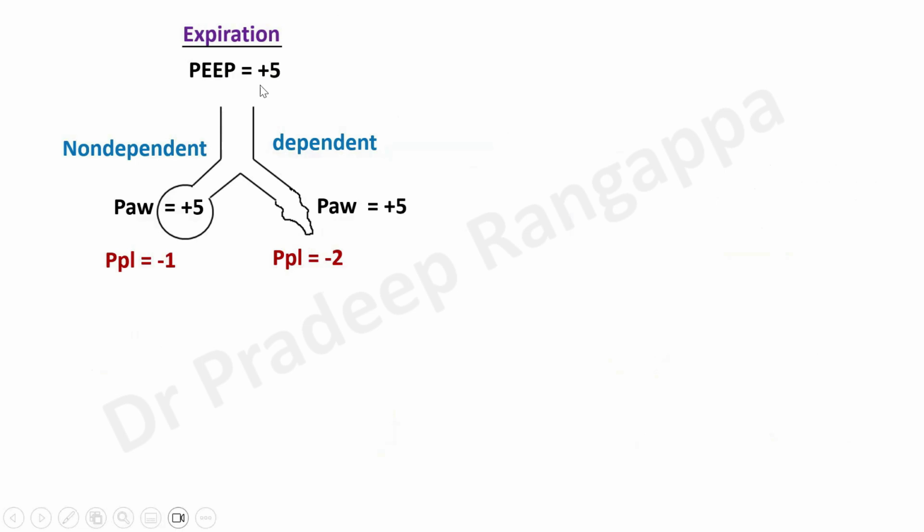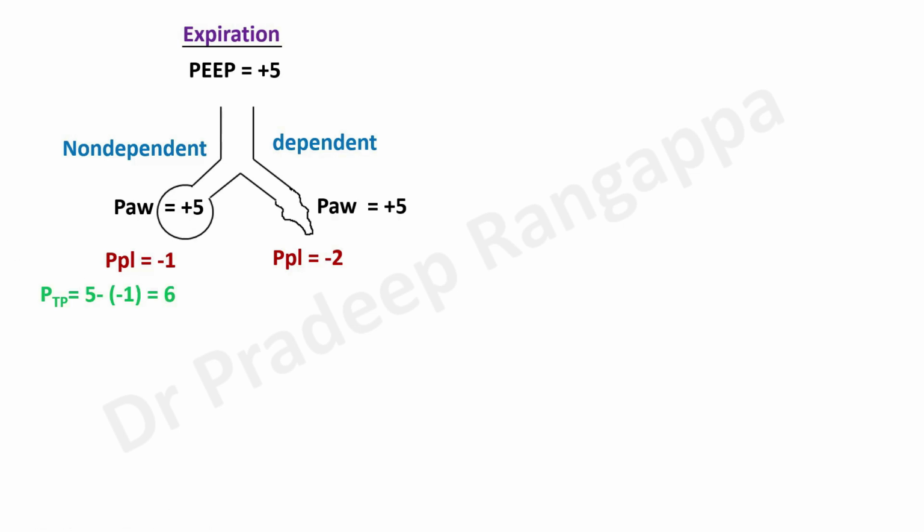So during expiration, there is no role of inspiratory pressure, right? You don't put inspiratory pressure. What is needed in expiration is the PEEP. So here you put a PEEP of 5. So your alveolar pressure, or airway pressure, is 5. So your transpulmonary pressure during expiration is, what is transpulmonary pressure?